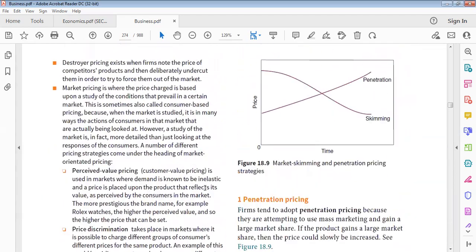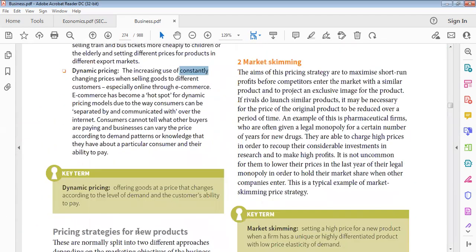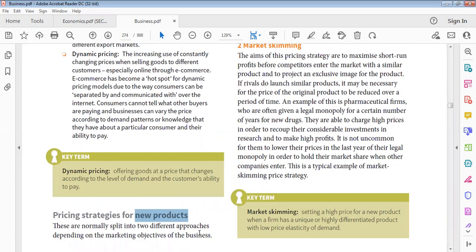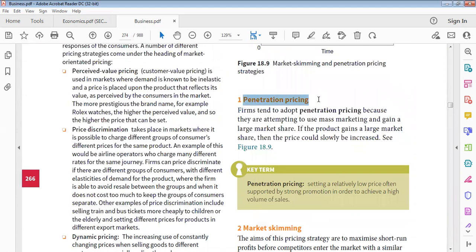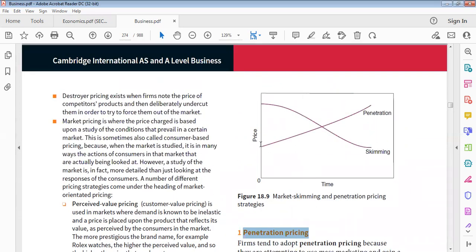Okay. Now, when you are releasing a new product into the market, there are some specific pricing methods you can use. One of them is penetration pricing. Another one is market skimming. All right. So what is penetration pricing? Penetration pricing is when you enter the market at a low price, and then as time goes on and you gain experience, you start increasing the price.